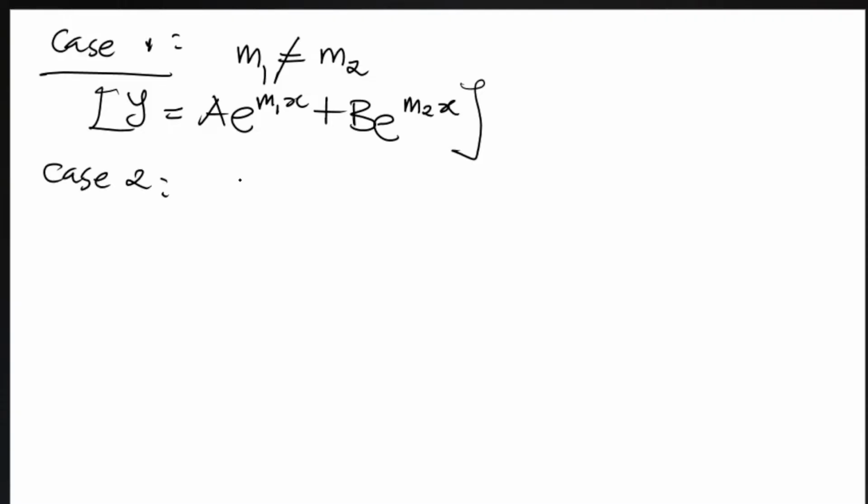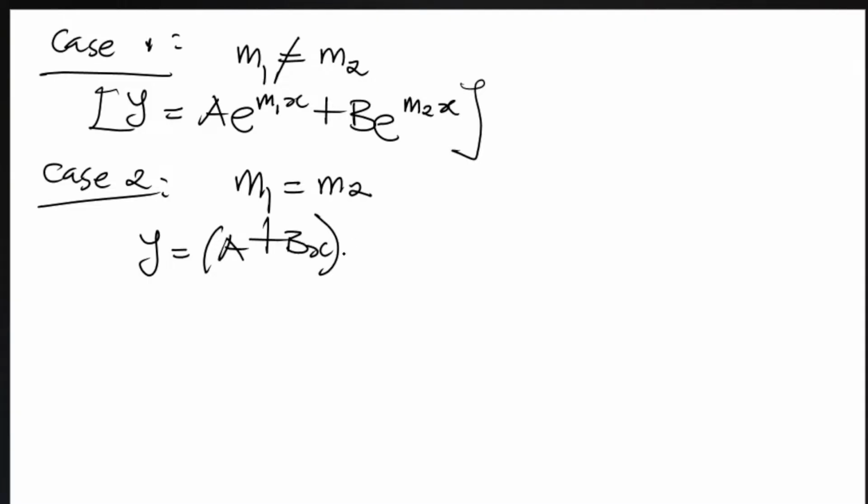For your case 2, when m1 is now equal to m2, what will be the solution of your differential equation? The solution of your differential equation will simply be y is equal to A plus B of x all exponential m of x. What am I trying to drive out?